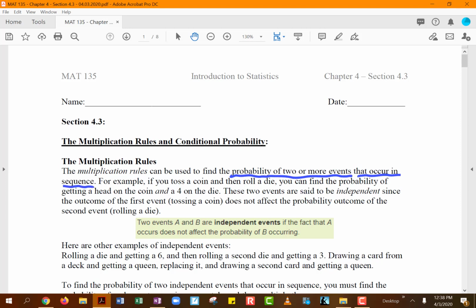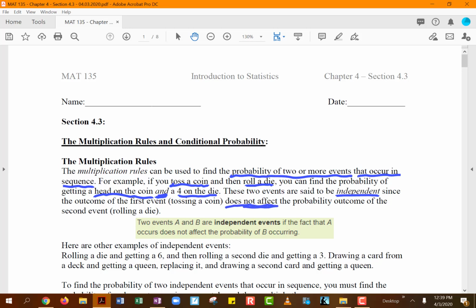As you can see in our example here, let's say we toss a coin and roll a die. Those are the two events we're looking at. So we can find the probability of getting a head on the coin and getting a 4 on the die. Now these two events are what we would classify as independent events, because the outcome of the first event will not affect the outcome of the second event.